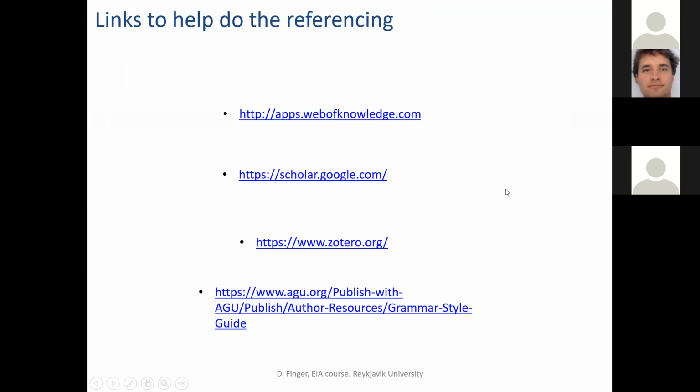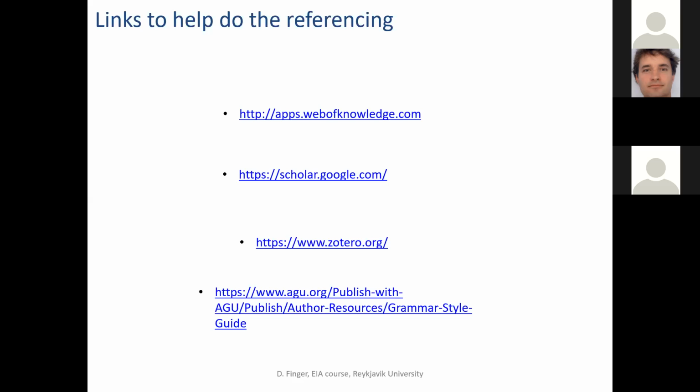Okay, so those 4 links are very useful if you want to do this. Oh, Zotero, I didn't mention this. Zotero is a referencing software. You can download it. It's freeware. It's supported by Reykjavik University. And in this way, you can link it to the Web of Knowledge. You can download the references from the Web of Knowledge, and then select AGU referencing style, and your references will be in the correct referencing style, so you don't have to worry about the referencing styling.